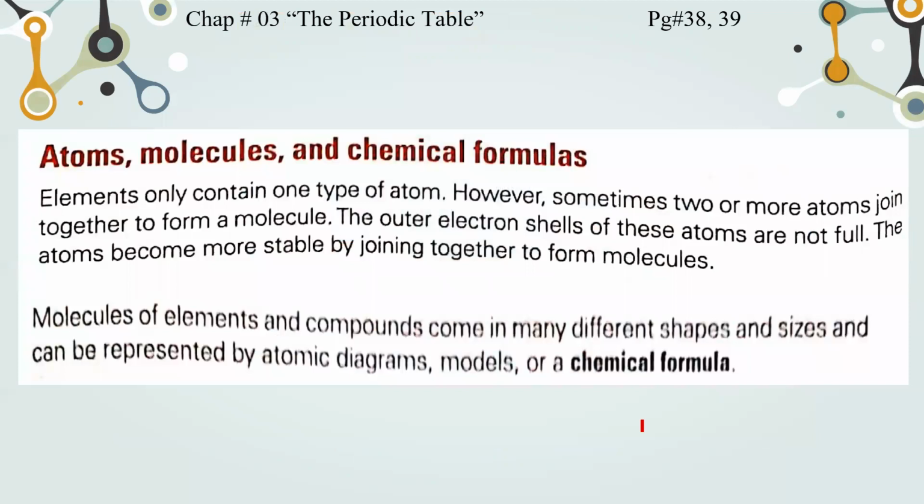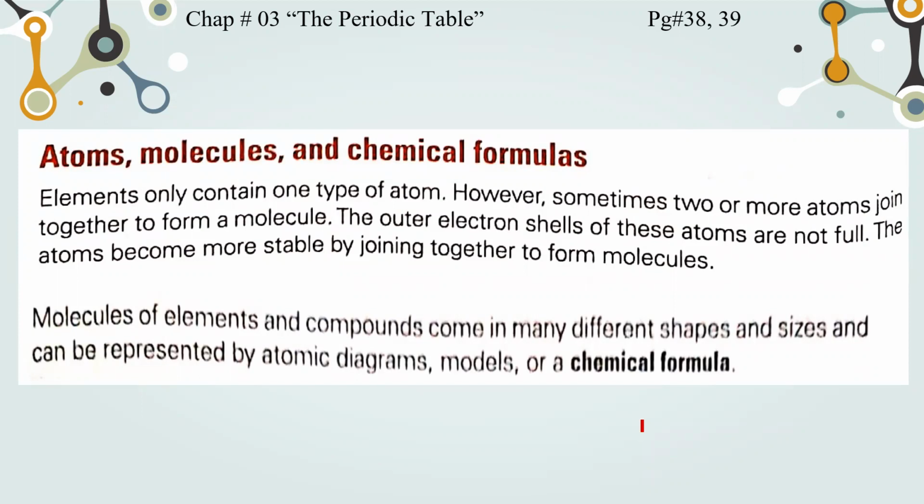This is a book literature. I will ask Ali Zishan to read this passage. Elements only contain one type of atom. However, sometimes two or more atoms join together to form a molecule. The outer electron shells of these atoms are not full. The atoms become more stable by joining together to form molecules. Molecules of elements and compounds come in many different shapes and sizes and can be represented by atomic diagrams, models, or a chemical formula. Okay, very good.